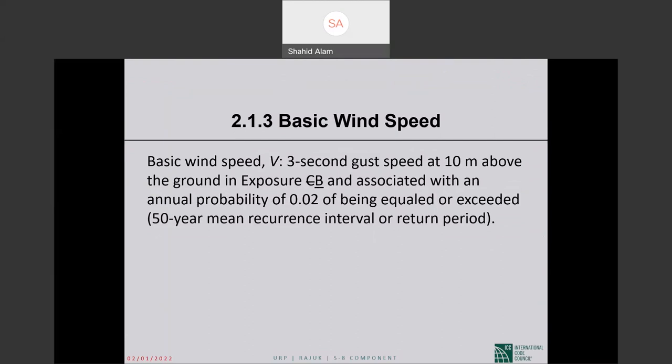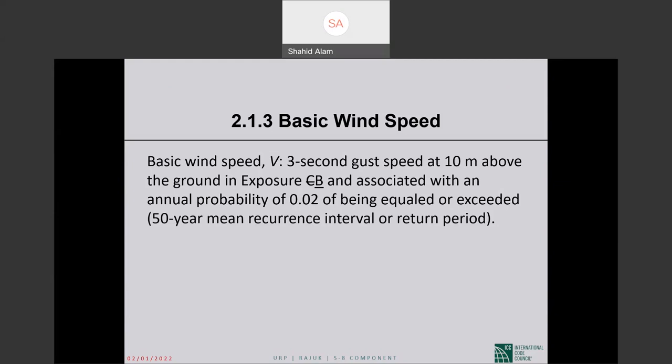Let's look at each term individually. The basic wind speed, what is it? It is 3-second gust speed, and I will define that later. Wind velocity changes from one instant to the next. It is never constant over any significant period of time. So in design, we have no choice but to use some kind of an average wind velocity. 3-second gust speed uses 3 seconds as the averaging time. So this is wind speed averaged over 3 seconds.